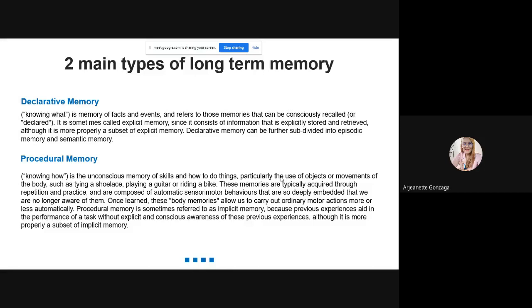Next, we have the procedural memory or yung knowing how, kung paano. So this is unconscious memory of skills and how to do things, particularly the use of objects or movements of the body, such as tying a shoelace, playing a guitar, or riding a bike. So these memories are typically acquired through repetition and practice and are composed of automatic sensory motor behaviors that are so deeply embedded that we are no longer aware of them.